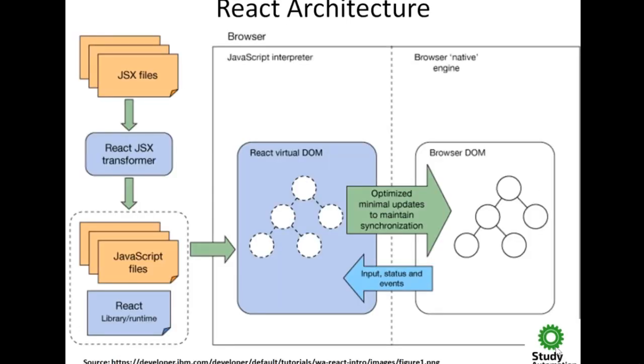Here we can see the architecture. We can write code in a JSX file or JS file. That JSX file will transform into a JavaScript file, and then the JavaScript file will be embedded into the browser. In the browser we have the JavaScript interpreter and then the browser native engine. Here we have the React virtual DOM, and this is the browser DOM. In React.js we work on the virtual DOM. This is just a copy of the actual DOM. If you modify or work on the virtual DOM, where DOM is the document object model, it will be changed in the real DOM in real time. Synchronization happens in real time, which means you modify anything and you see the output at the same time.